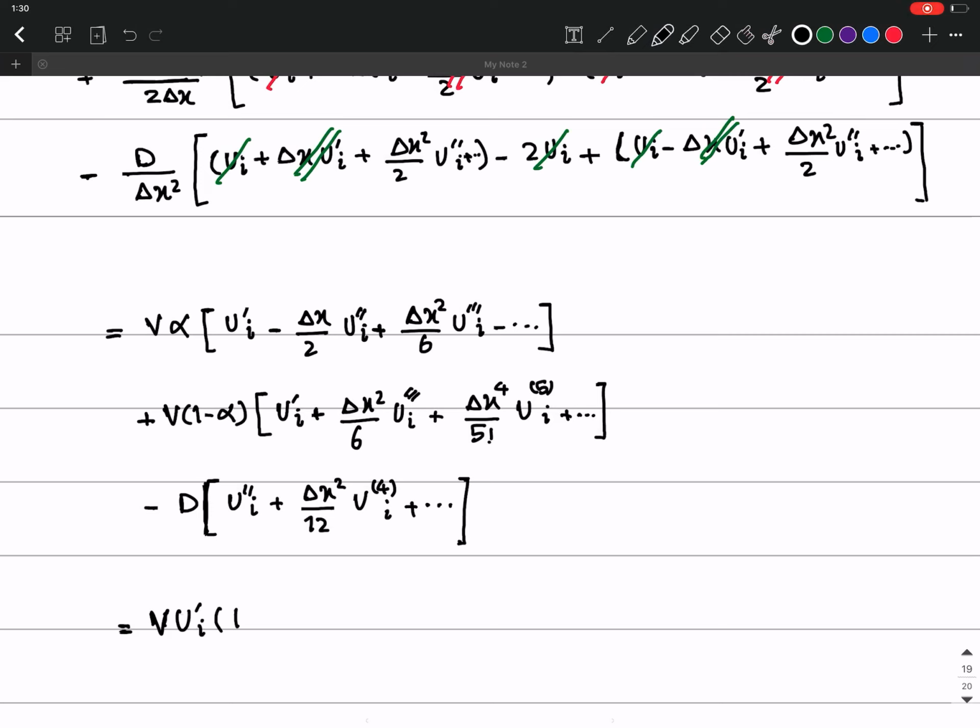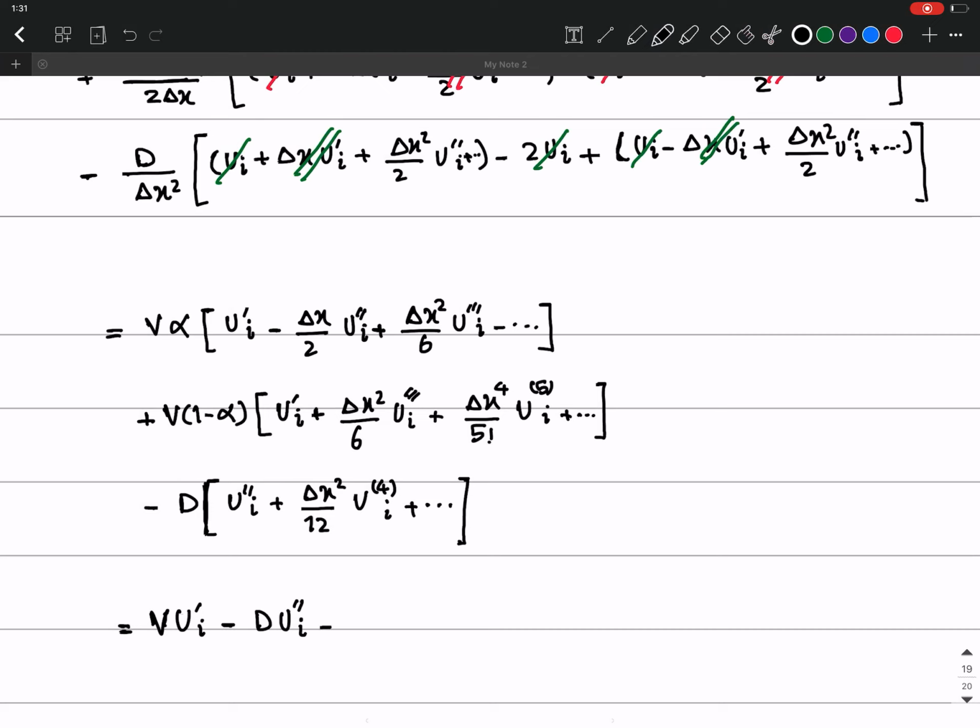The first one you are going to get alpha, and then the second one you are going to get 1 minus alpha, right? So it's going to be just 1, right? These two are going to cancel out, so you are going to get just 1. So I will just write it as v u prime I. Then we have d u double prime I.